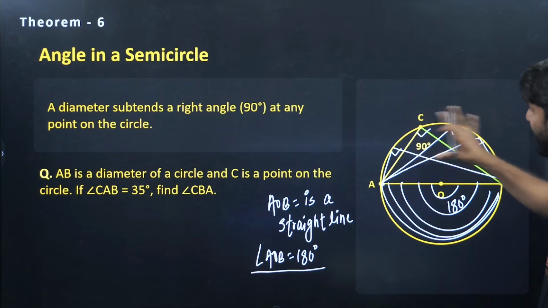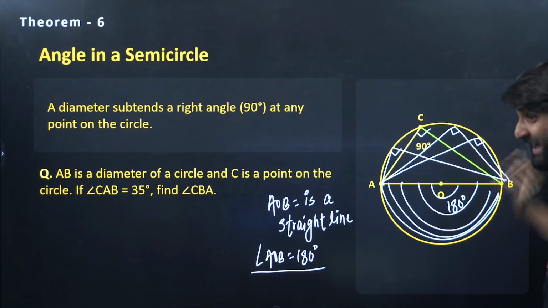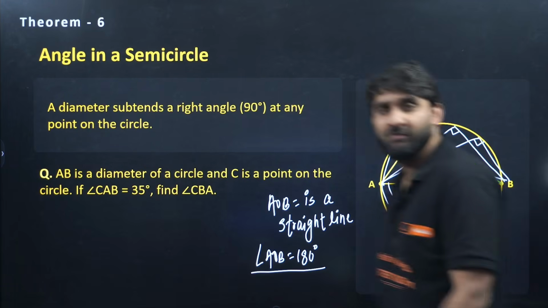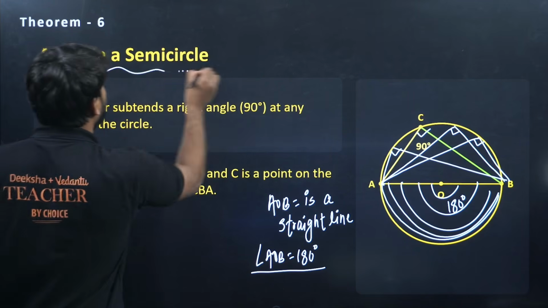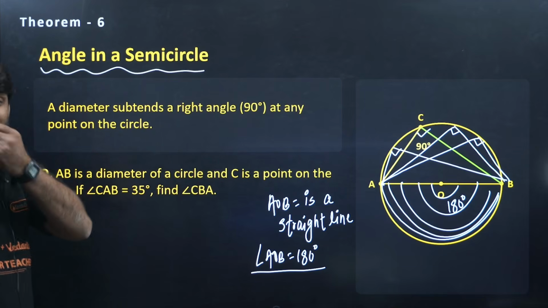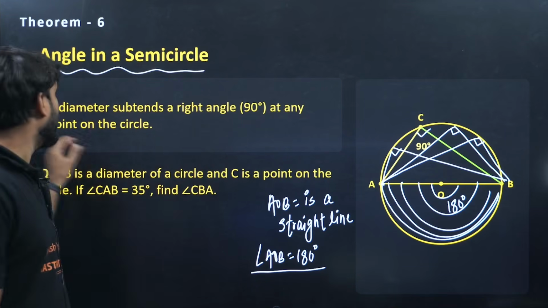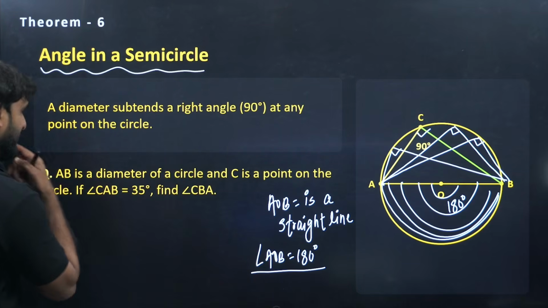And this is called angle in semicircle, because AOB is a straight line. It means AOB is a diameter. So this circle, the upper part is half and the lower part is half. And half circle is called semicircle, and that's why the theorem is angle in semicircle. Clear, everyone? So a diameter subtends a right angle at any point on the circle, right, everyone? So okay, so we have a question here.